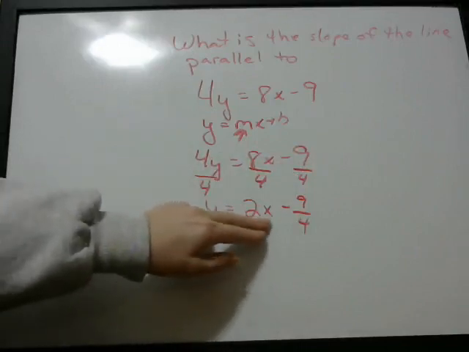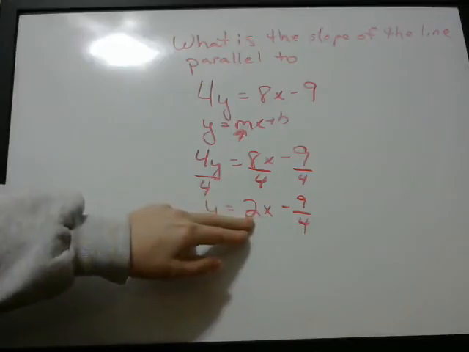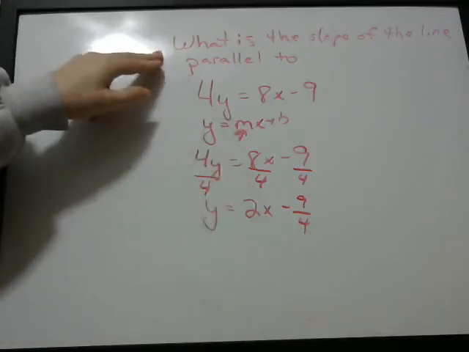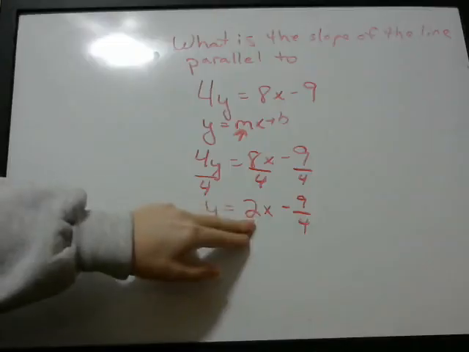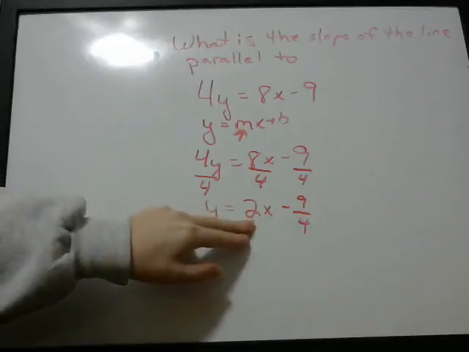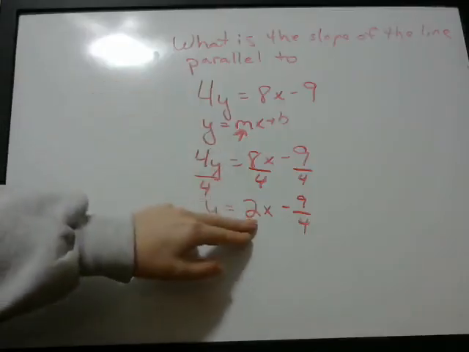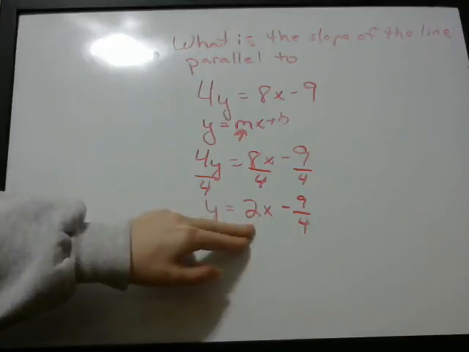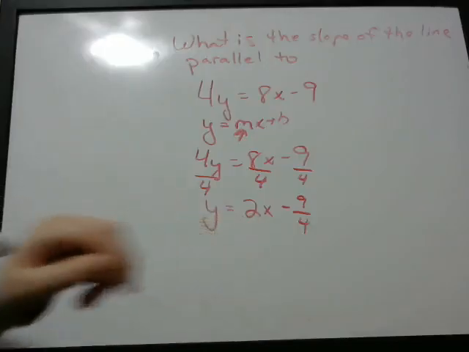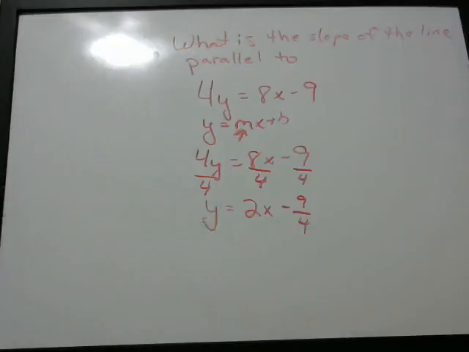So now we have slope-intercept form, and our slope is 2. It's the number that sits beside the x. So what is the slope of the line parallel to this line? It'll be 2, because the slope has to be the same for every line that is parallel to this line. Since the slope of this line is 2, the slope of every line parallel to it also has to be 2. So that's how you do parallel lines.